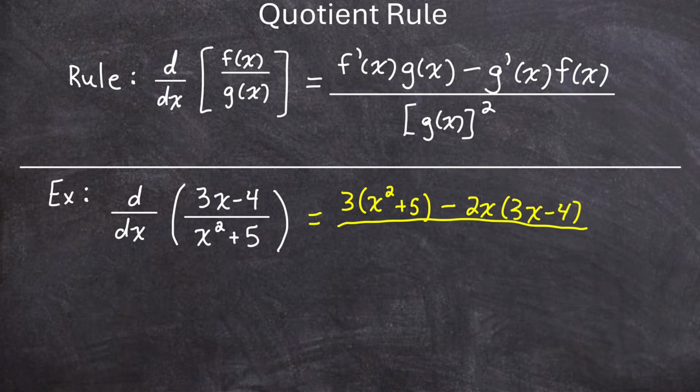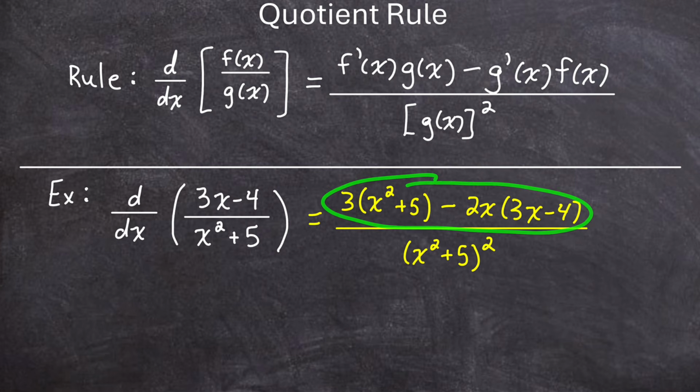And then all of that needs to be divided by the bottom function squared. So it needs to be divided by x squared plus 5 squared. And then of course you need to be able to simplify your derivative equation. So the numerator needs to be expanded and simplified.